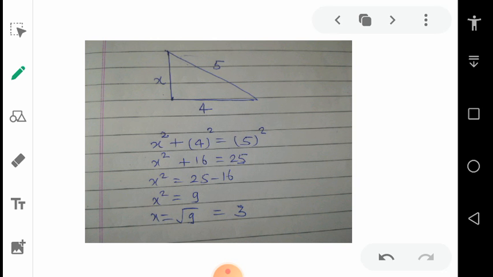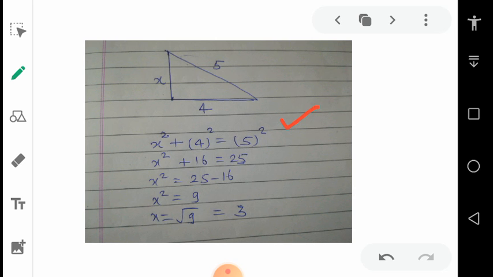Next, again here the hypotenuse is given as 5, one side is 4, and we find the length of the remaining side. So we'll write x square plus 4 square equals 5 square. You can see that on the right hand side, that is 5 square. I told you that the hypotenuse will not be there with any other value, because it is the highest, that is the longest side. So we will add the remaining two sides.